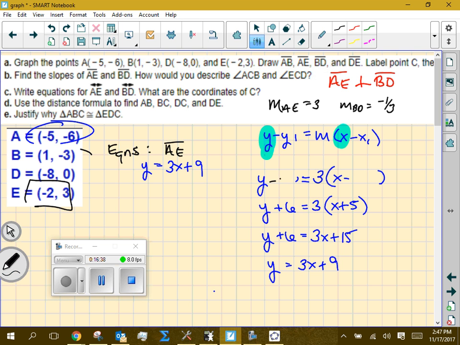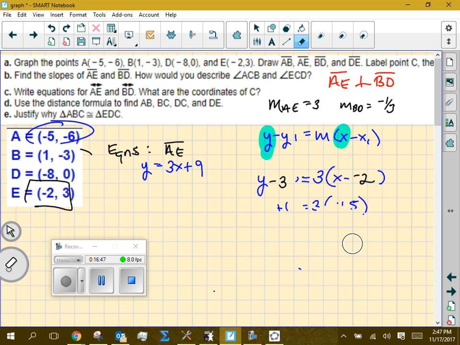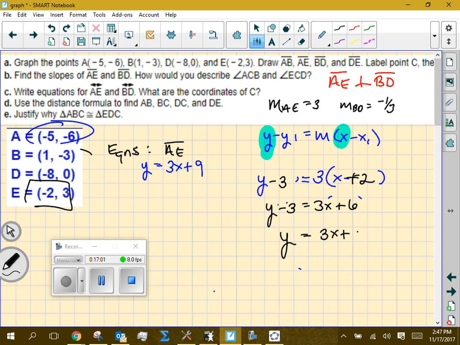If I go y minus 3, okay, and then I've got my 3, x minus negative 2, okay, now it's going to change this math here, but that's going to become a plus, right? Now we'll have y minus 3 equals 3x plus 6. Add 3 to both sides. Do I still get y equals 3x plus 9? Yeah. No matter what x and y value you choose, as long as it's on AE, as long as it's on that segment, you're always going to get 3x plus 9.